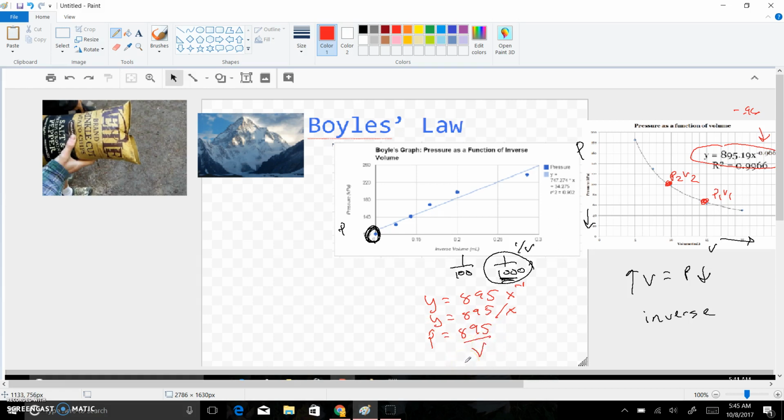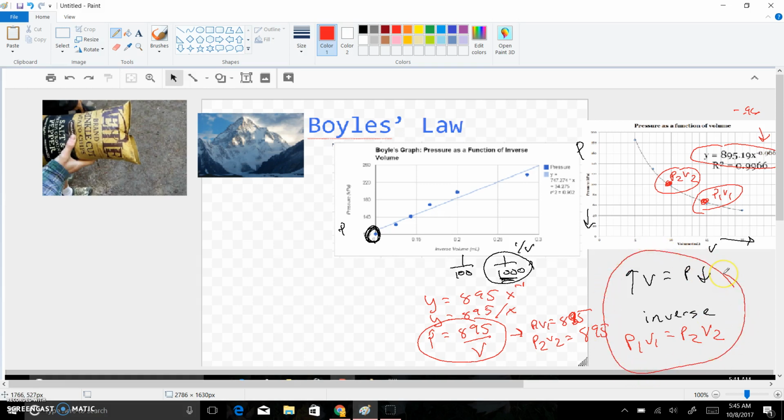Now that I have this relationship between P and V, P equals 895 over V, I can switch around a little bit more to say P times V equals 895. Well, I'll just take one data point, my P1, V1. P1 times V1 equals 895. And at the same time, P2 times V2, my second point, equals 895. Well, if they both equal 895, I can say that P1 V1 equals P2 V2. And that right there is Boyle's Law. Here's all the math part with Boyle's Law. They're an inverse relationship.